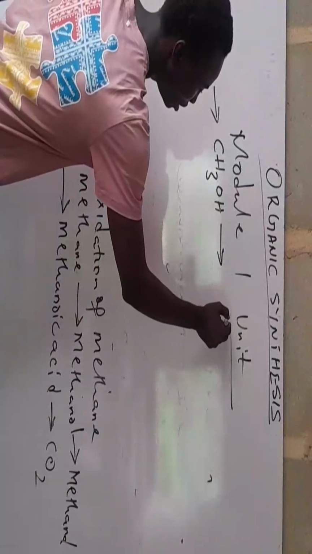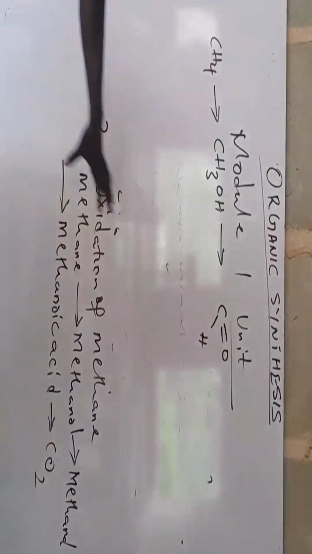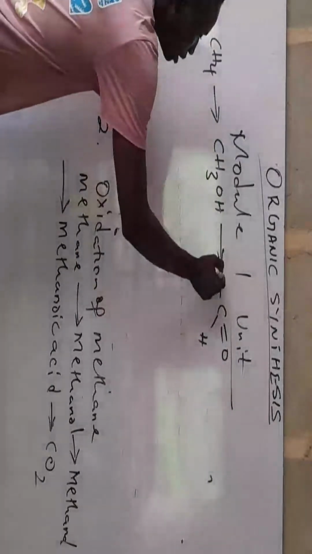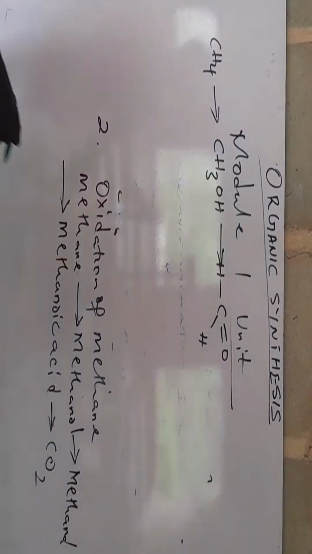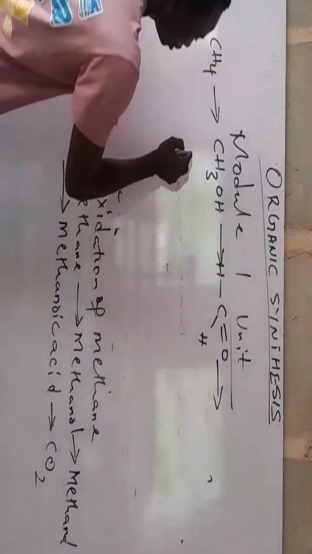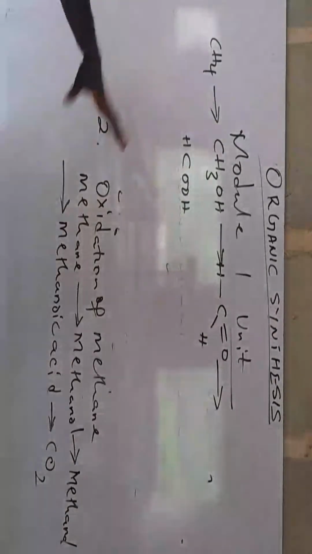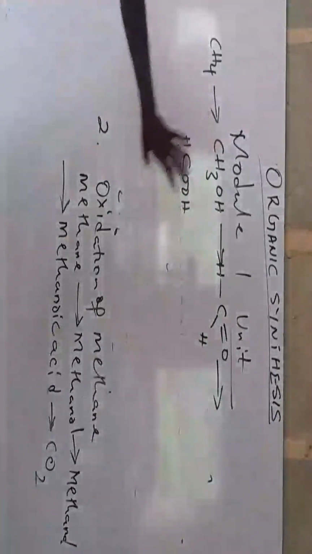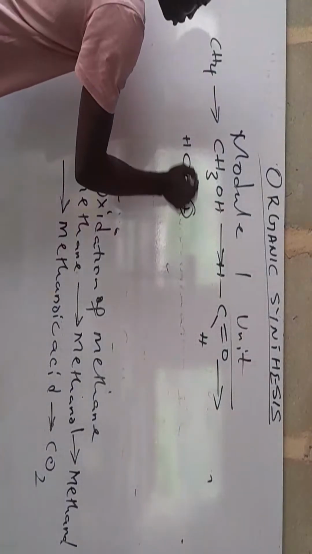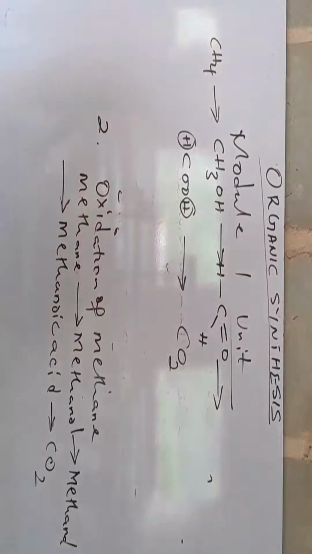Methanal is C, followed by a double bond O, followed by H. Now, this is just a simplified way of representing it. Then methanal changes to methanoic acid. What happened? Then we have methanoic acid as COOH, with H here. Can you see that? One oxygen has been added to form methanoic acid. Then eventually, when you remove the hydrogen that is present here, it forms CO2 that we are seeing in this place.